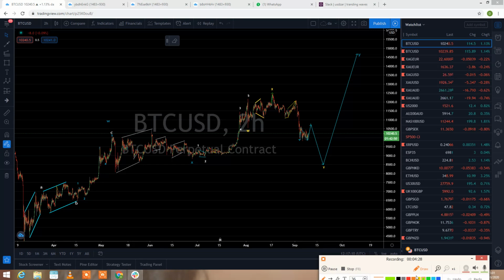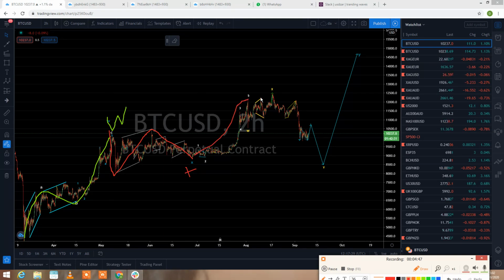So on the Bitcoin, what I see is this 1, 2, 3. This was ABC, so that's why we're calling this one W. And then, let me take a different color, we had this come back like this. We're calling this one X, and we have this one impulse.